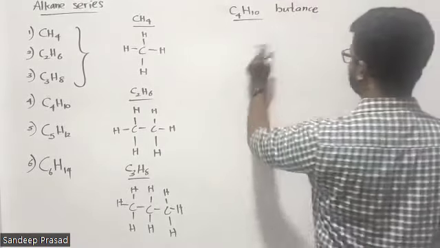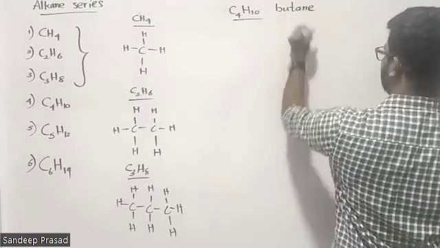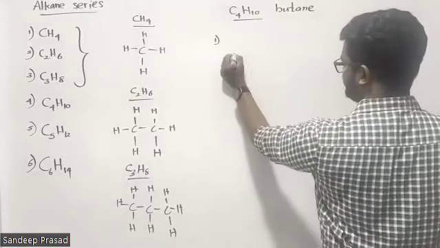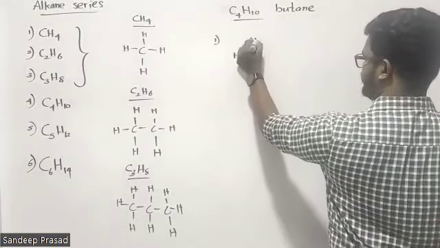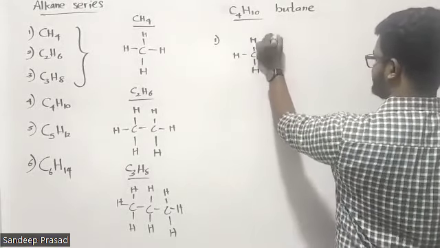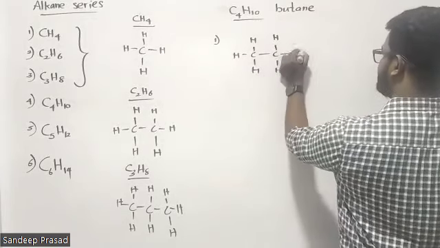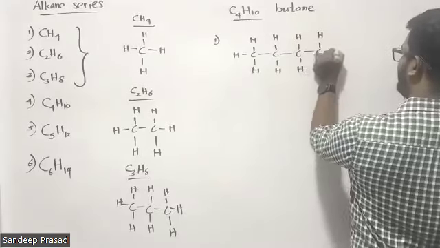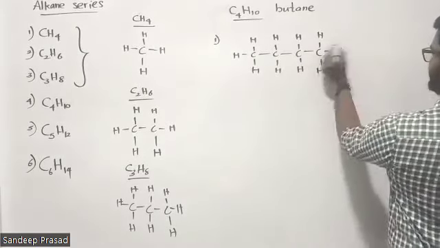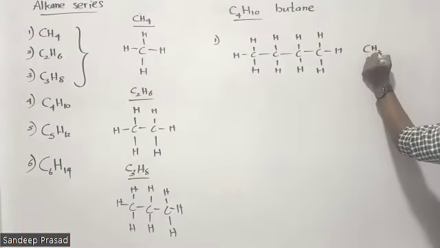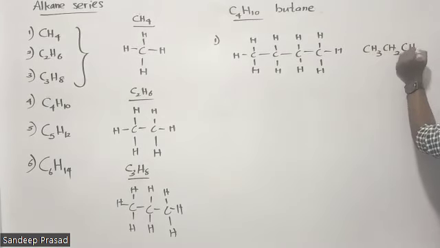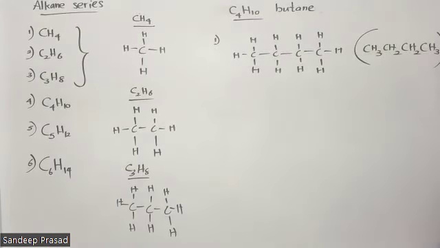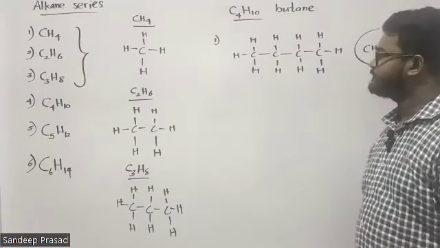Now look at this one. I'm going to draw a structure for butane in this way. This is the simplest structure we can draw for butane. We can mention this one as CH3, CH2, CH2, CH3. Am I right? This is the structure we can draw for butane.